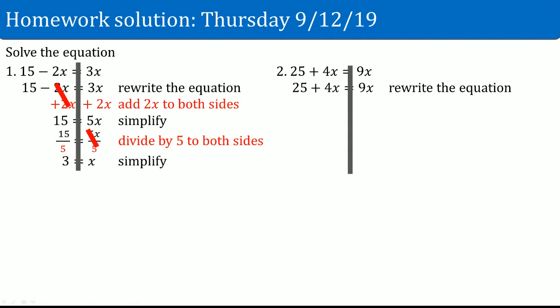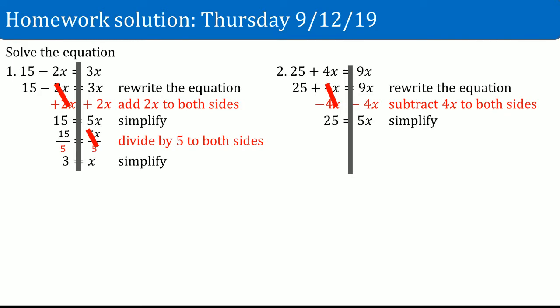It would be 4x. So what is the opposite or the inverse of plus 4x? It would be minus 4x. Minus 4x, minus 4x. Now, when we do the opposite or the inverse, things cancel out. 4x minus 4x cancels out. That became 0 on the left-hand side. So what do I get left over on the left-hand side? A 25. The right-hand side, 9x minus 4x just becomes 5x.